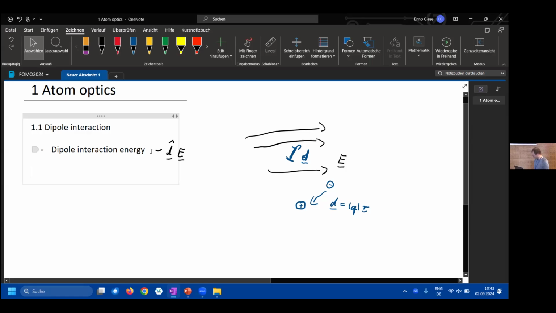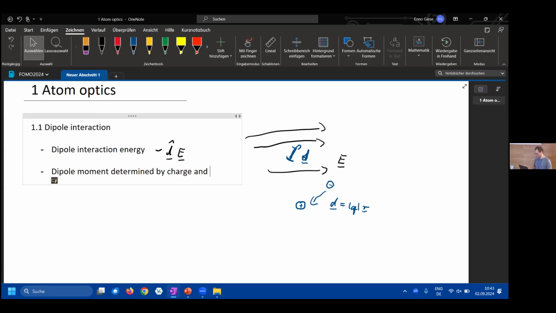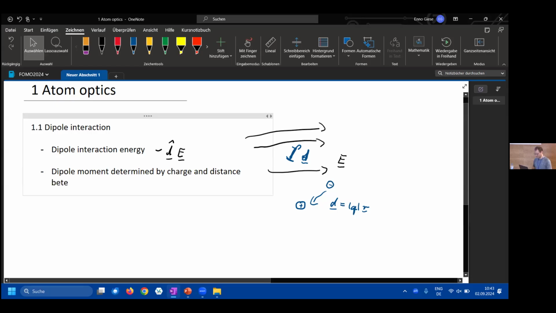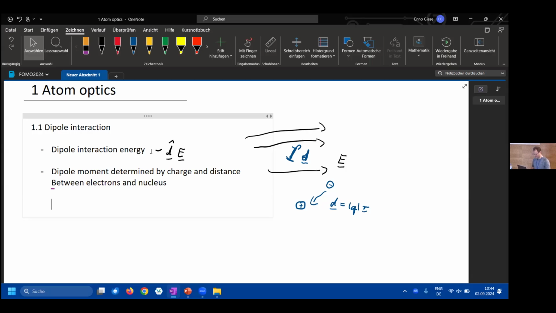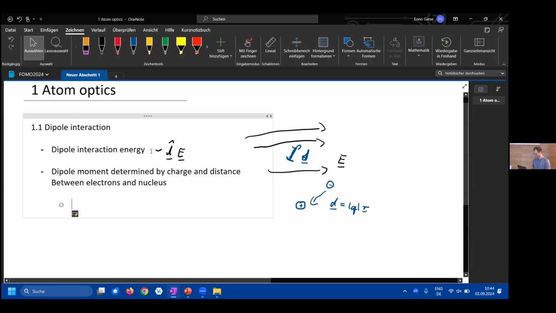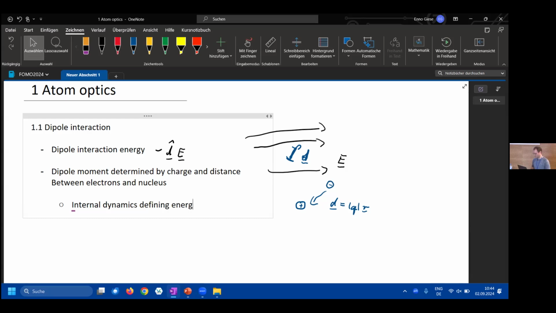So we just write this now. The dipole moment is determined by charge and distance between electrons and nucleus. And that, of course, has implications on the internal dynamics that defines the energy structure. And that also implies that we will decompose this operator now in internal degrees of freedom. So that means we will write it in the state space of the atom.